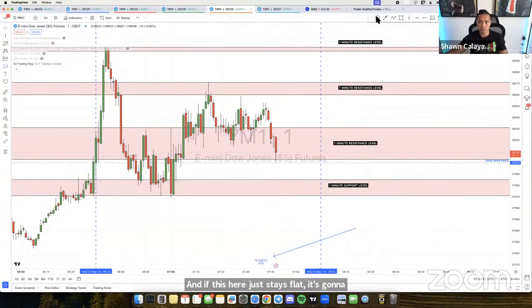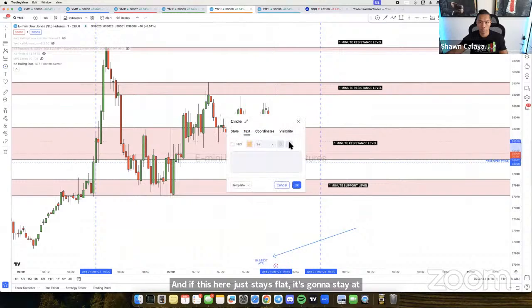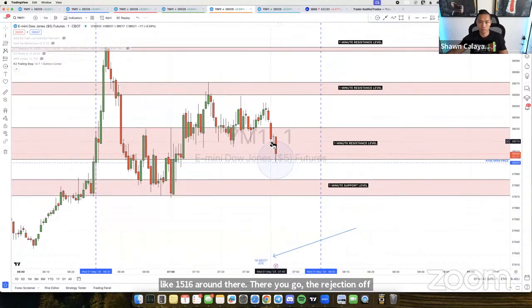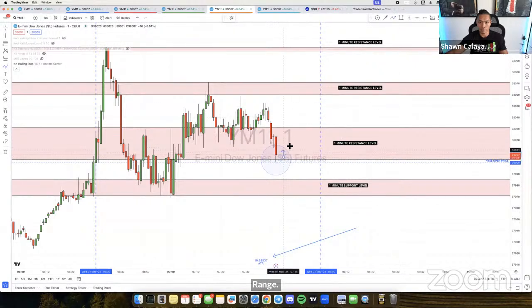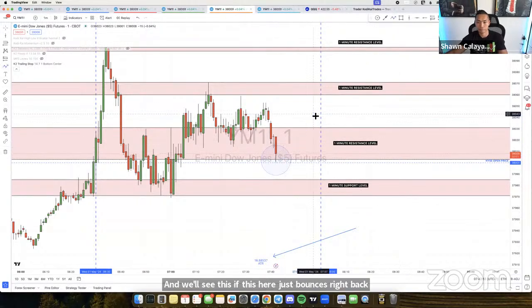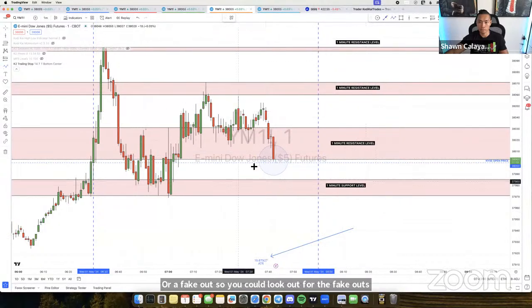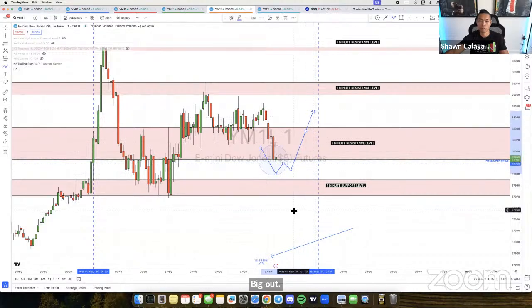There we go with the rejection off the lower range. And we'll see if this here just bounces right back up. Or a fake out. So you could look out for the fake outs over here as well. If you guys are looking for the correction back up, you can look for a possible push down, fake out, and then come right back into the range over here.